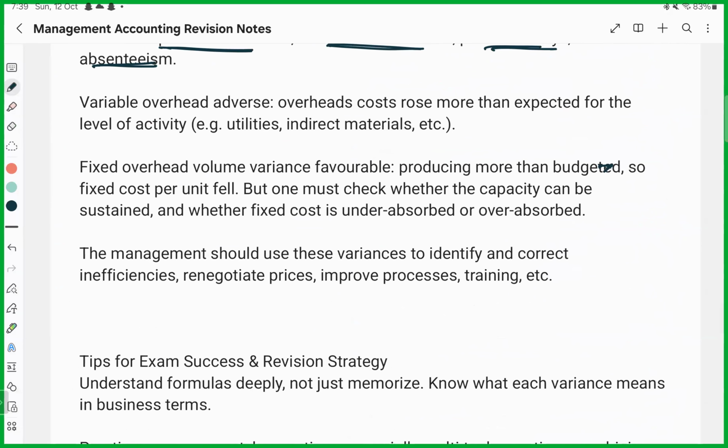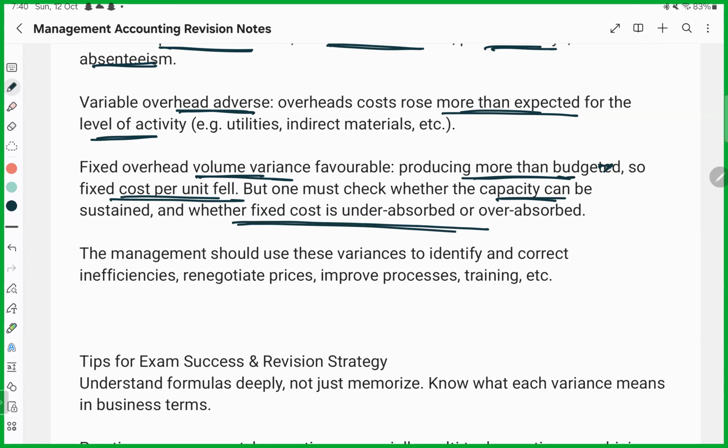Now let's comment on the variable overheads. Our variable overhead was an adverse variance. This is because we spent more than expected for the level of activity. Then comes the fixed overhead volume variance. We produced more than the budgeted, which makes the fixed cost per unit fall. But one check here is the capacity we sustain, where the fixed cost was under absorbed.